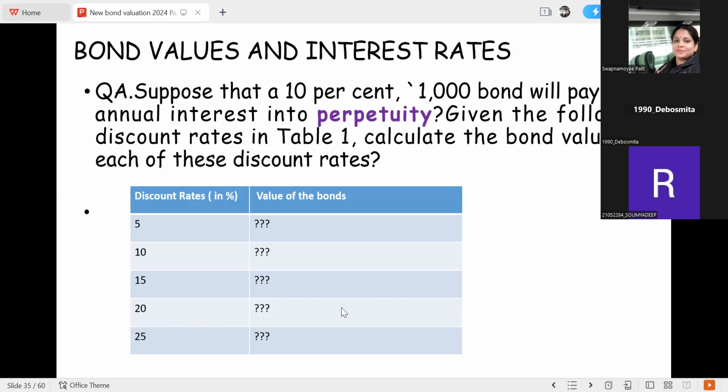Now, given the following discount rates, you calculate the value of the bond at the given discount rate. Okay. So how are you going to do this? For the first one, the value of the bond if the market rate of interest is 5%. So what will be the value of the bond? Can you calculate?